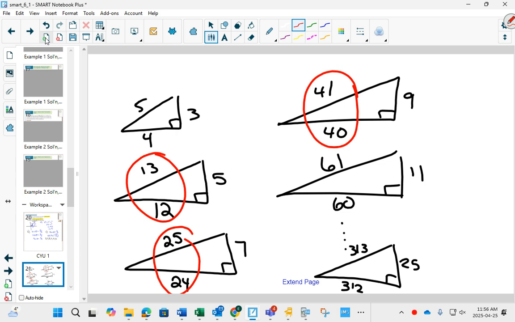That's pretty cool. These are famous Pythagorean triples.